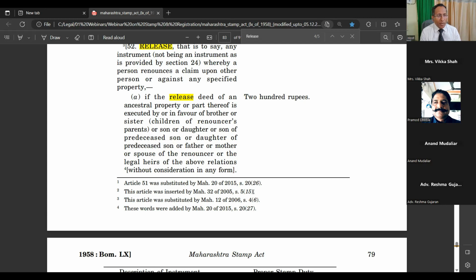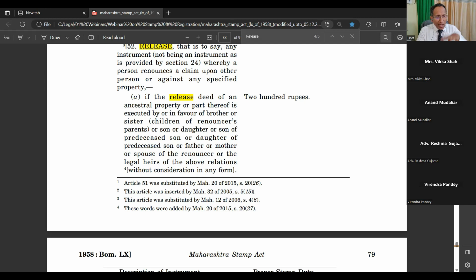Normally when we are talking about settlement, what happens is, suppose you have 5 flats, you are giving 1 flat to one brother, 1 flat to your son, 1 flat to your daughter. That is our normal thinking when settlement comes, or a family arrangement. Sometimes you call it a family arrangement or settlement also.